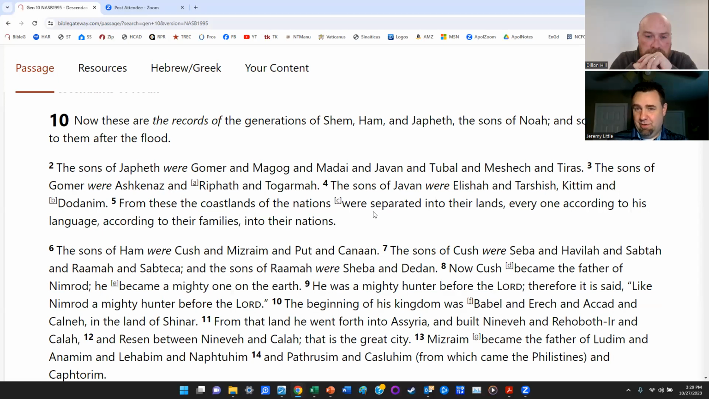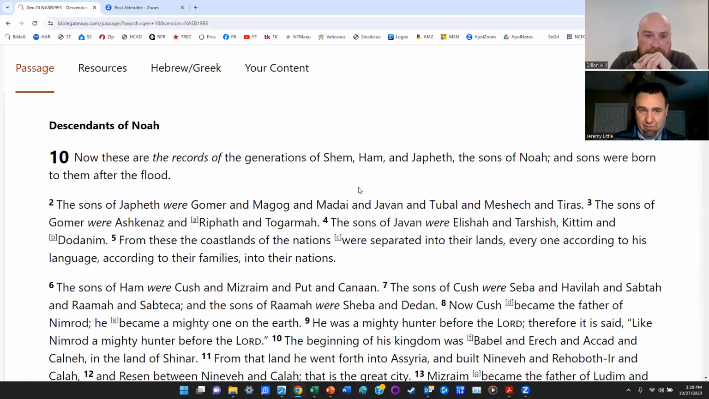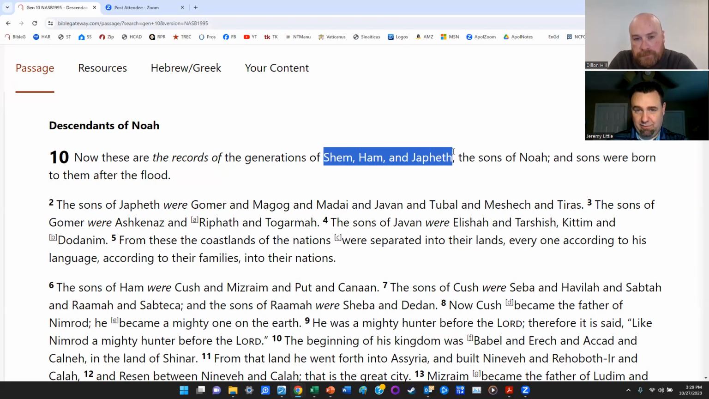Let me read this first verse. Now these are the records of the generations of Shem, Ham, and Japheth, the sons of Noah, and sons were born to them after the flood. This table of nations with all these different names is the brotherhood of man.